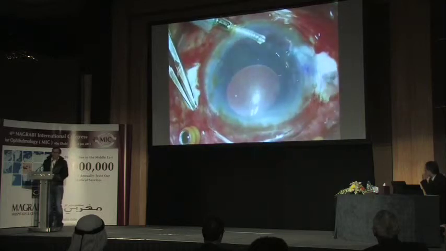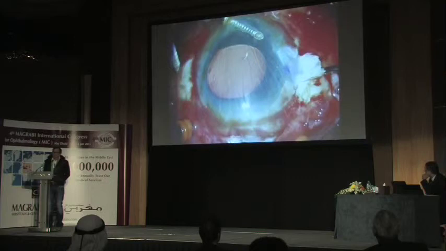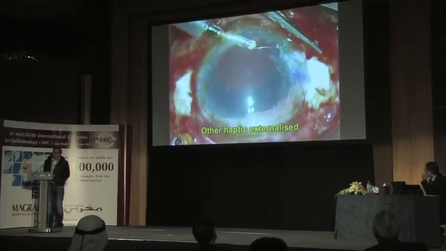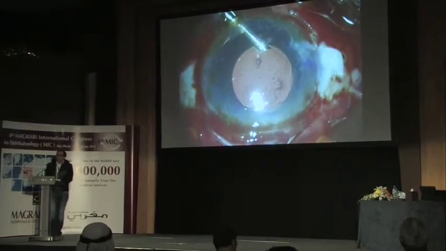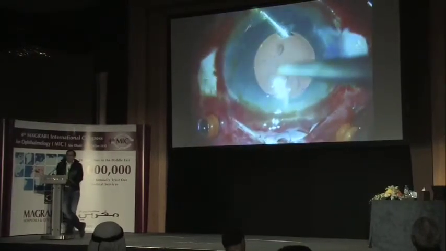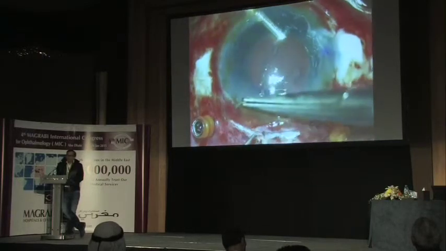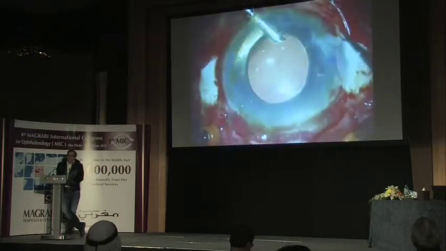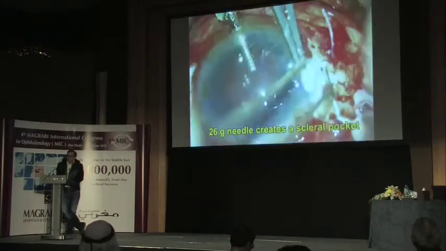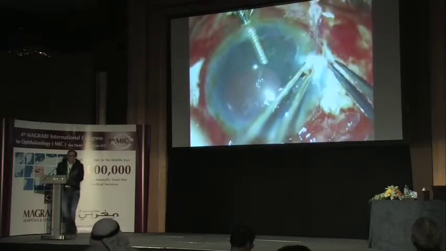Catch one haptic, externalize it, catch the second haptic, externalize the second. Again, you have to be very careful when you do both. Handling, suture up the scleral wound because it's a large incision. These are large lenses, and remember they are non-foldable. Once you have done that, the next step is to take the Gabor-Chariot's needle, create that pocket with a 26 gauge needle, tuck the haptics inside.